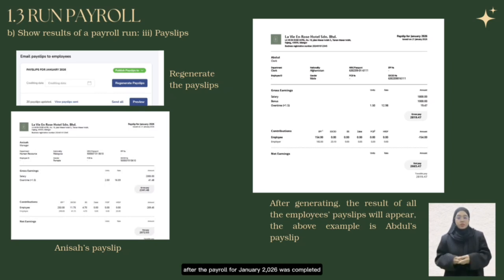After the payroll for January 2026 was completed, we can scroll down in the system to the section titled Email Pay Slips to employees. Here, the payslip for that month is available and ready to be reviewed. To check the payslip before downloading or sending them, we can click the preview option. This allows us to view each employee's payslip to ensure that all details, including salary, deduction, and net pay, are accurate.